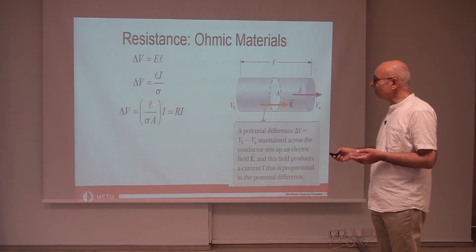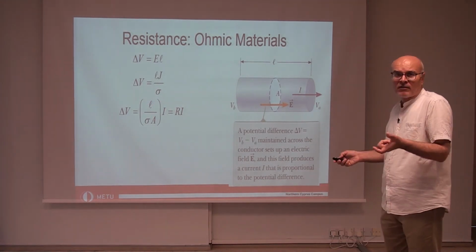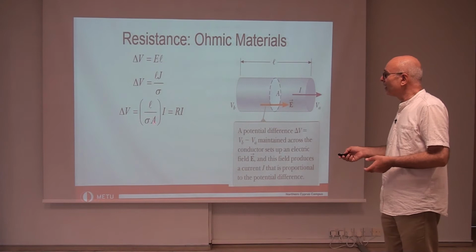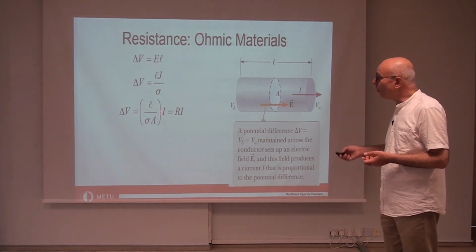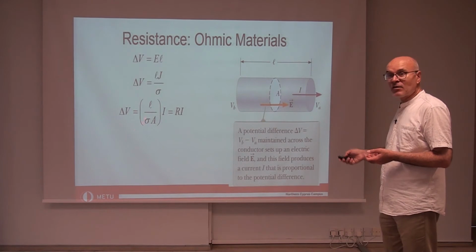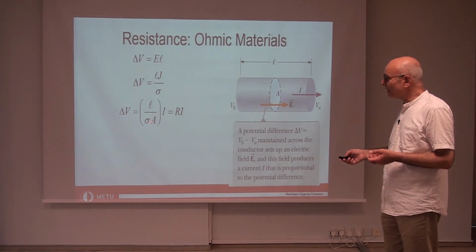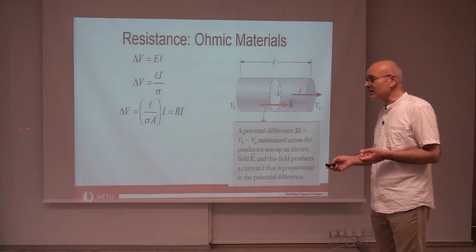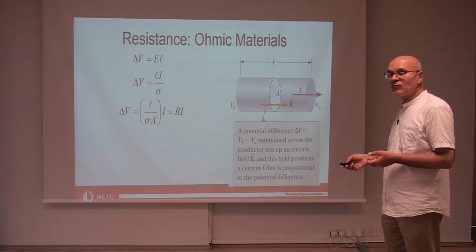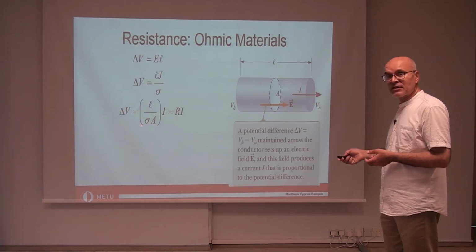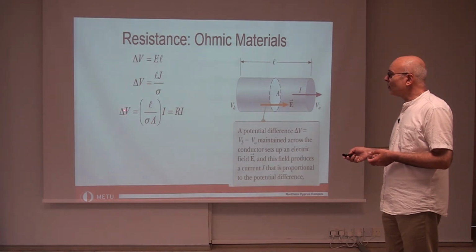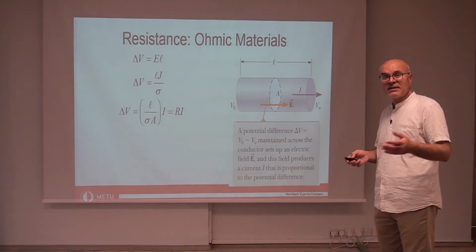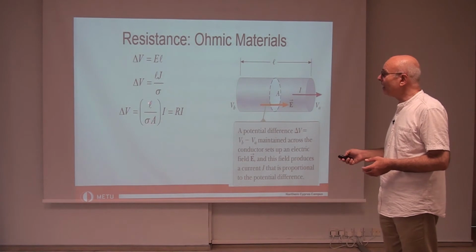Now, for ohmic materials, L and A for this conductor are constant, because I'm assuming the conductor is uniform. It has a given length and a given cross section. And since sigma for an ohmic material is constant, the whole thing is constant. This constant, L divided by A multiplied by sigma, we call the resistance of the conductor. And you see, we are defining it for a uniform conductor because the cross-sectional area is uniform in this case. So this is the resistance of a conductor which has a cross-section area A and length L.